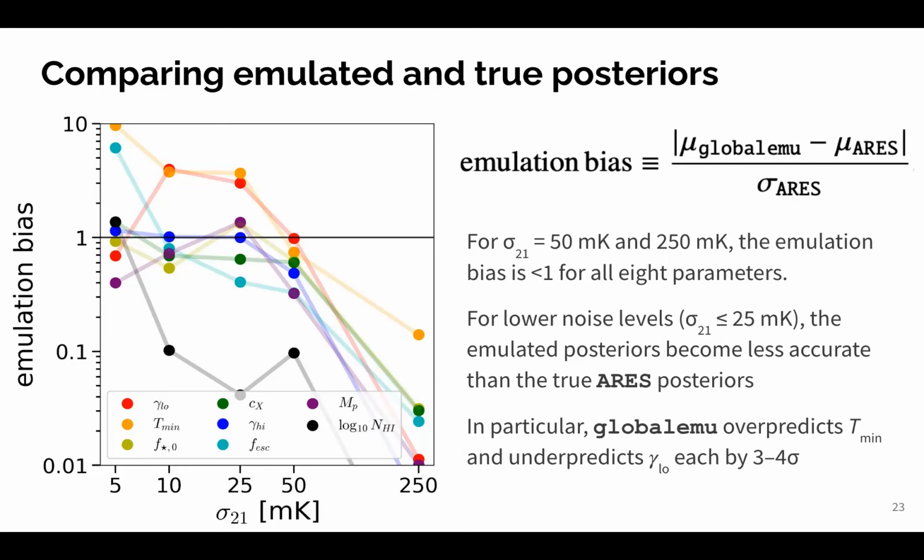But again, I should say at all of these noise levels, the Aries posteriors are relatively well constrained, except for some true biases at the smallest noise levels and at the highest noise levels, which we talked about, is due to the lack of constraining power at the high noise levels.